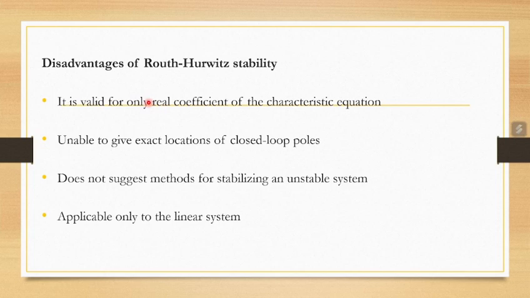Disadvantages of Routh Hurwitz stability: it is valid only for real coefficients of the characteristic equation. It is unable to give exact locations of the closed loop poles, and it doesn't suggest any methods for stabilizing an unstable system, right? It is just used for determining whether the system is a stable one or an unstable one, and it is also applicable only to a linear system. It is not applicable to a non-linear system.